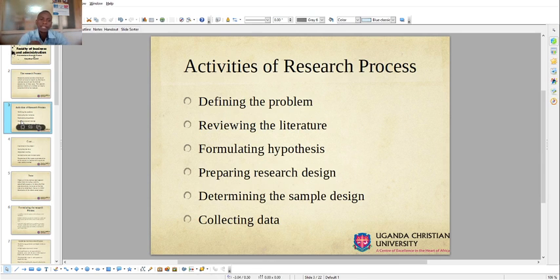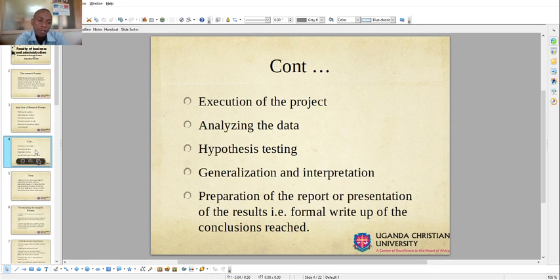Okay, so these are highlighted here: defining the problem, reviewing the literature, formulating a hypothesis, preparing the research design, determining the sample design, collecting data, execution of the project, analyzing the data, hypothesis testing, generalization and interpretation, prepare the report or presentation, and draw figures. So these are the steps you follow, all the actions you go through when you're carrying out research. Okay, so I'm going to go through each of these steps one by one.